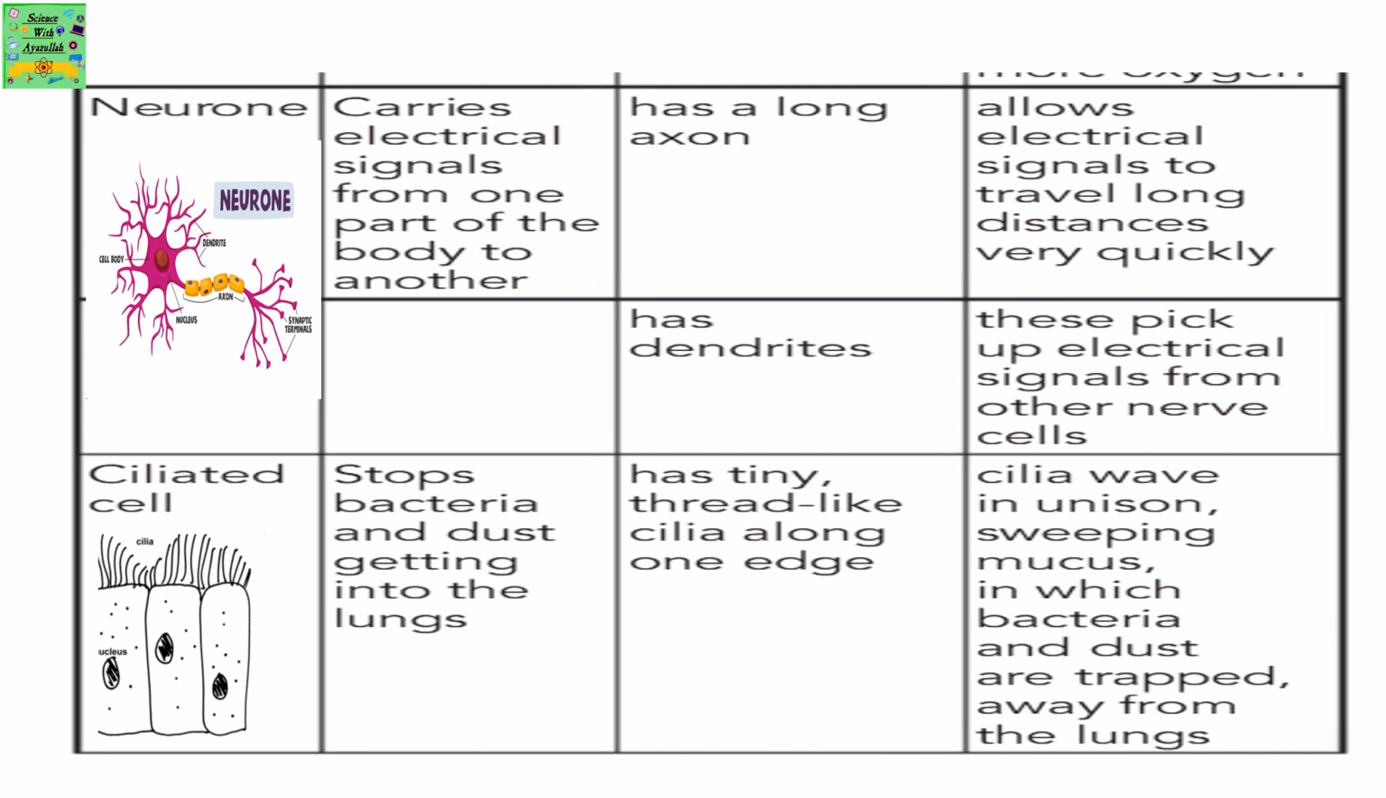A neuron carries electrical signals from one part of the body to another. It has a long axon and has dendrites. The long axon allows electrical signals to travel long distances very quickly. The dendrites pick up electrical signals from other nerve cells. Ciliated cells stop bacteria and dust from getting into the lungs. They have tiny thread-like cilia along one edge. The cilia sweep mucus, in which bacteria and dust are trapped, away from the lungs.